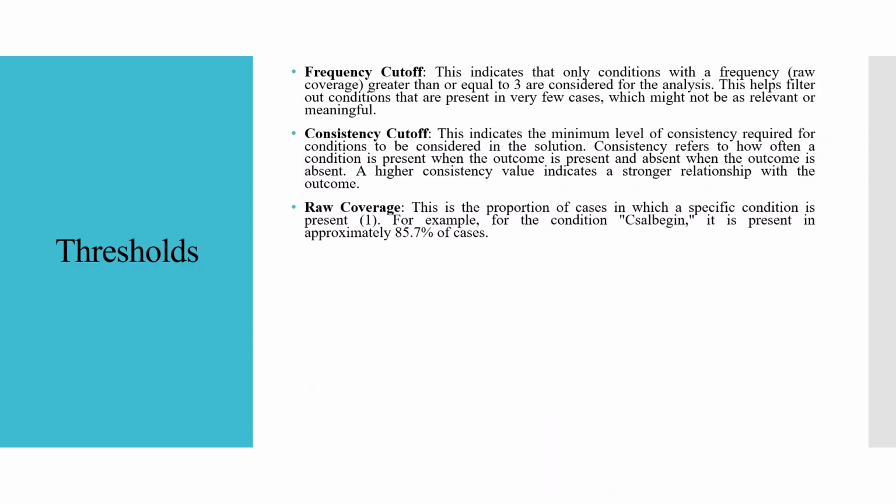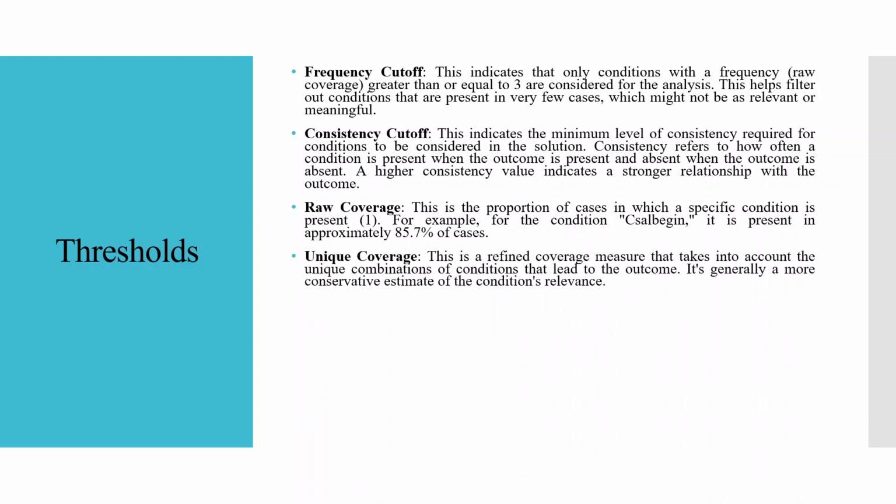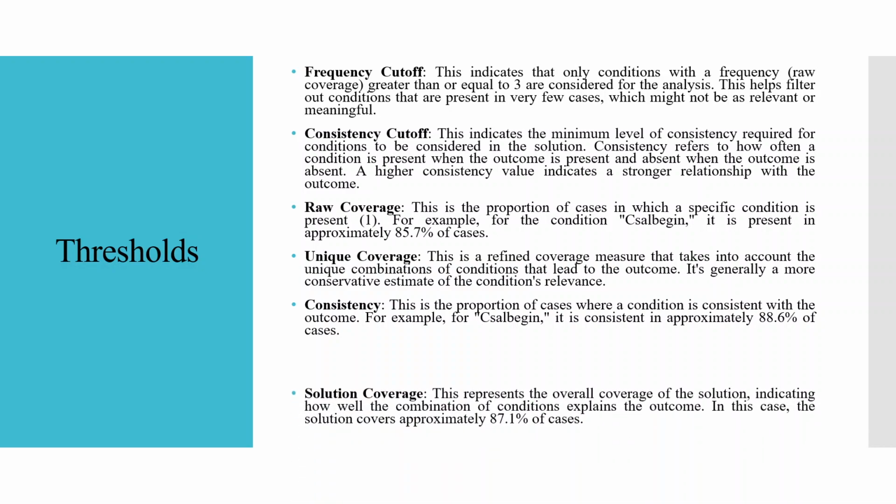Raw coverage is the proportion of cases in which a specific condition is present. For example, the condition C salary begin is present in approximately 85.7% of cases. Unique coverage is a refined coverage measure that takes into account the unique combinations of conditions that lead to the outcome. It is generally a more conservative estimate of the condition's relevance. Consistency is the proportion of cases where the condition is consistent with the outcome. For example, C salary begin is consistent in approximately 88.6% of cases.